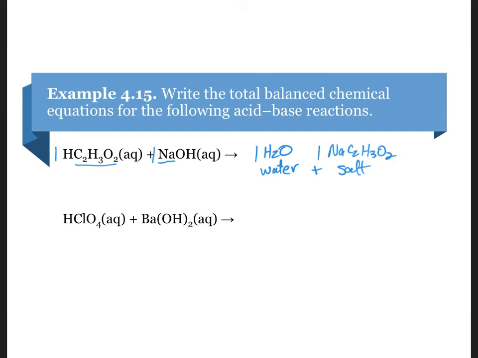In the next example, we have a strong acid plus a strong base. What products are formed? When you add the acidic proton to the basic hydroxide ion to form water, you're left with barium and perchlorate. What is the neutral salt formed? Which coefficients are needed to balance this reaction?